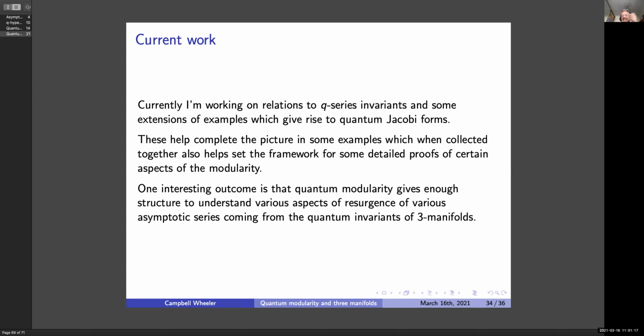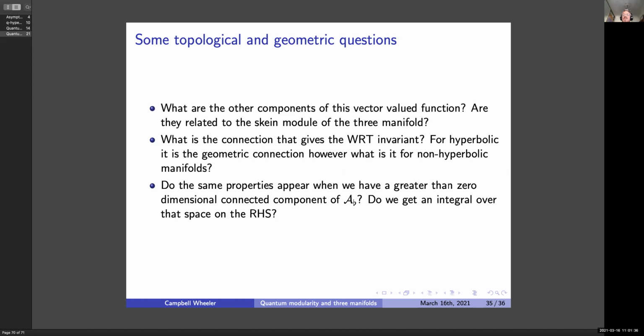And so I think a really interesting outcome is that you can understand resurgence of these asymptotic series coming from physics via these modularity properties, and I think it should be a good playground for people to study resurgence. And then some little quick questions, and then I've got my references.